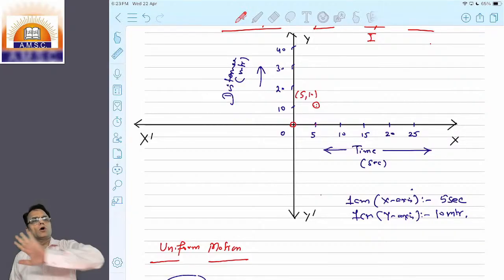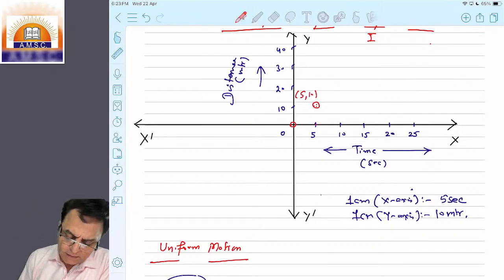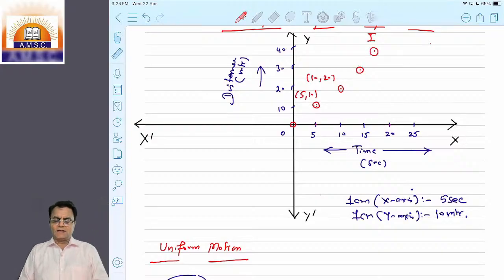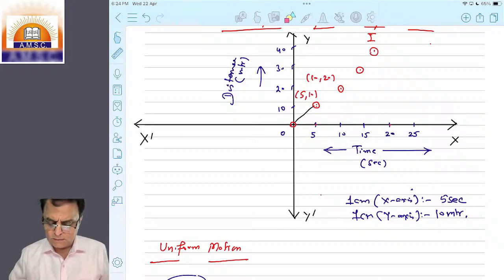It is easy, nobody will copy anything, all the focus should be here. Next, in the next 5 seconds, the distance covered is 20. So should I write it as 10 comma 20? Now in the next it is 30, next 40. So what we see is that when we join all these points, it creates a straight line.